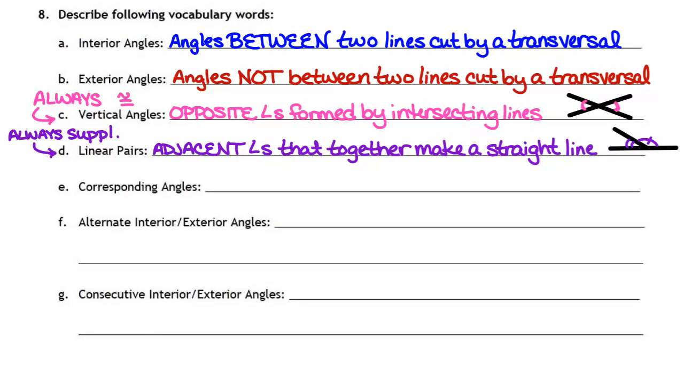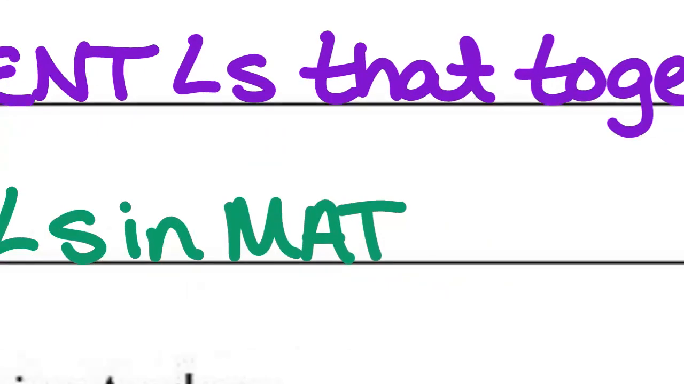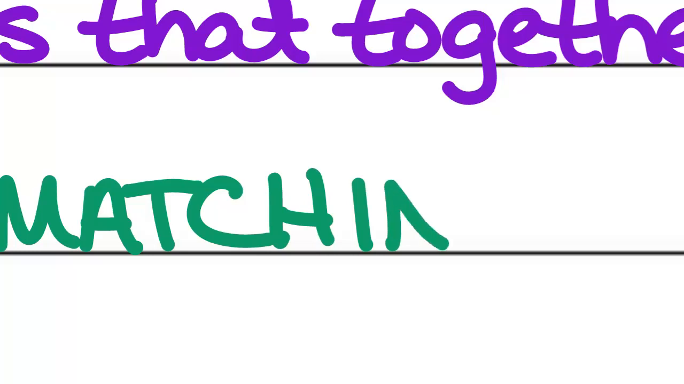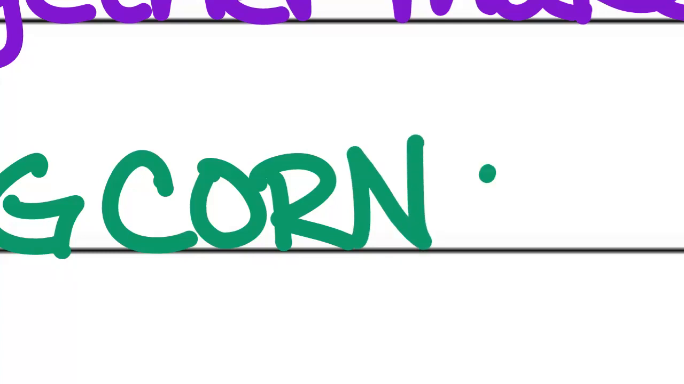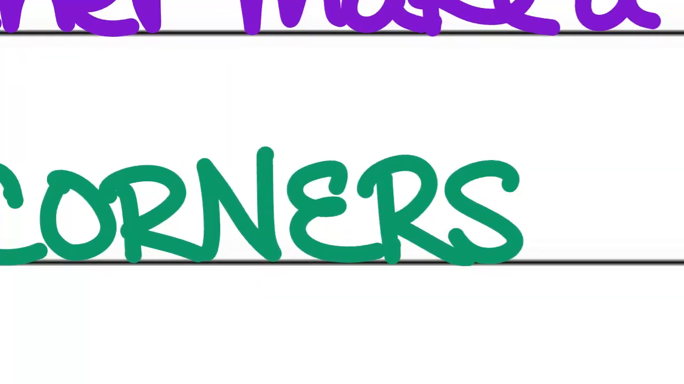Vertical angles and linear pair angles can be found with a single intersection, just an X. Corresponding angles, and then my alternate interior and exterior, my consecutive interior and exterior, these have to have two intersections. So I have to have two lines that are being cut by a transversal. Corresponding angles are angles in matching corners.